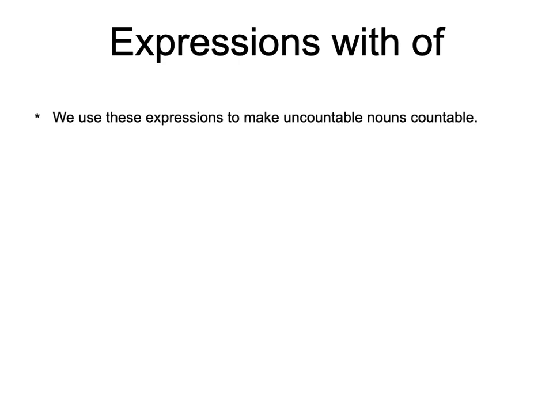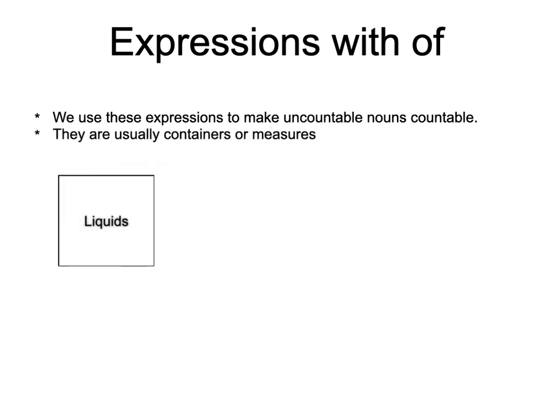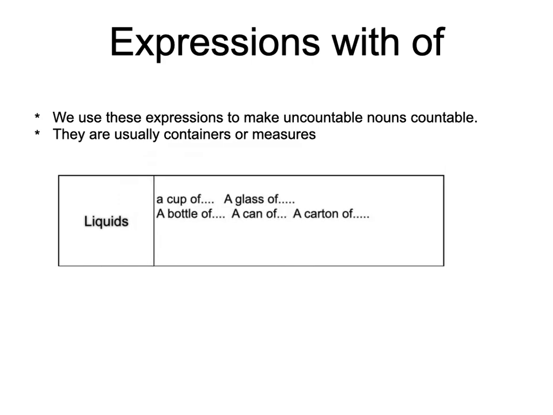So now, when we have uncountable nouns, of course we cannot count them, as we have seen, but still in our daily lives we do count uncountable nouns. How? Well, we use expressions with of, which help us to quantify them, to measure them. They convey that it is a container or a measure. For example, if we are talking about liquids, we can measure uncountable nouns with a cup of, a glass of, a bottle of, a can of, a carton of.